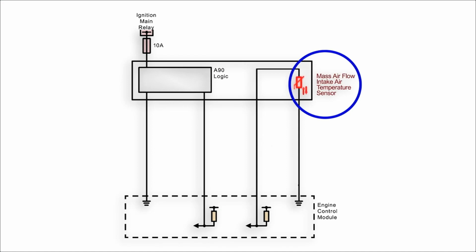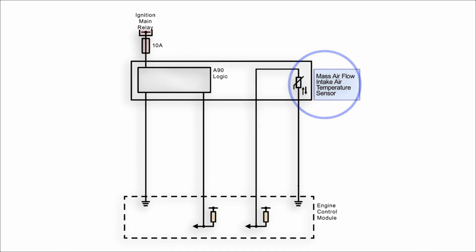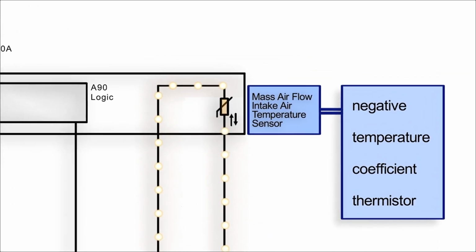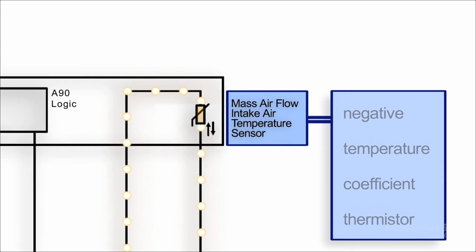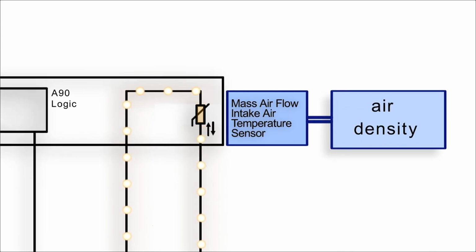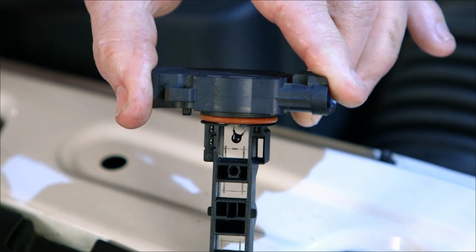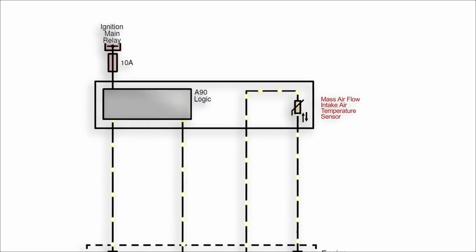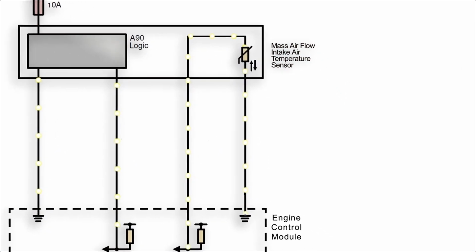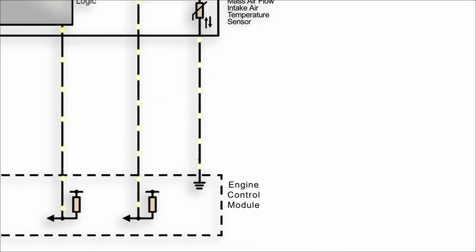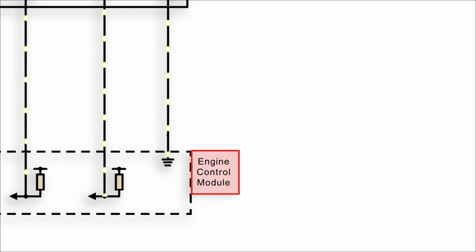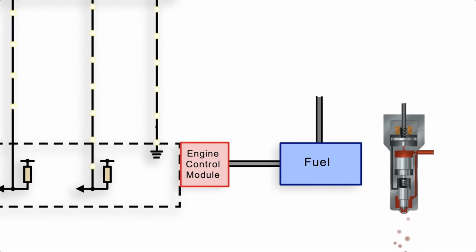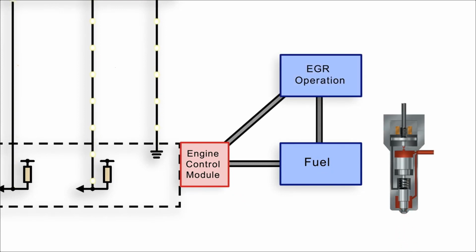The inlet air temperature sensor, or IAT, is part of the mass airflow sensor. It is a negative temperature coefficient thermistor. Information from the IAT is used to help determine air density. Airflow is measured by the mass airflow meter, or MAF. Combined with the IAT, the total density of the air entering the cylinders can be calculated. With this information, the ECM will know the maximum amount of fuel that can be injected into the cylinders. It will also be used in determining EGR operation.